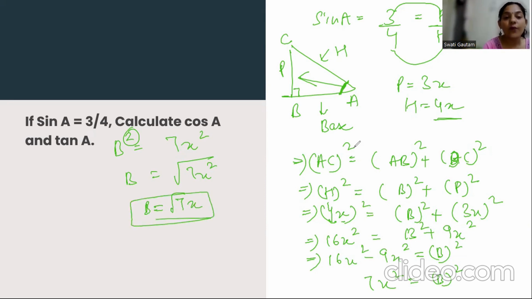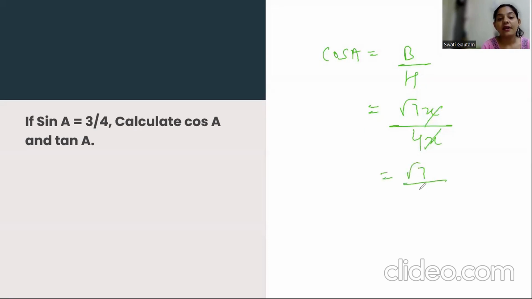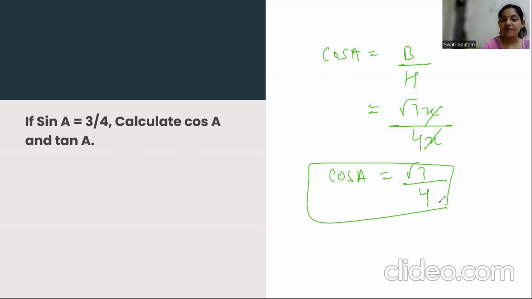So base. Now we have the perpendicular 3x, we have the hypotenuse as 4x, and we have the base as under root 7x. Now we have to find out the value of cos A, and the value of tan A. Now please remember, cos A is equal to base upon hypotenuse. And what is the base here? Base you have found out, under root 7x. And what is hypotenuse here? 4x. So x will cancel out. So cos A is equal to under root 7 by 4.